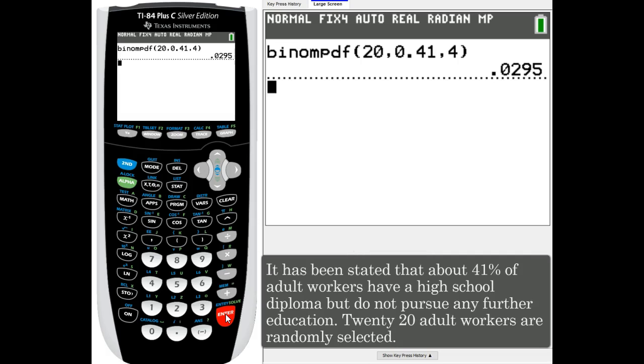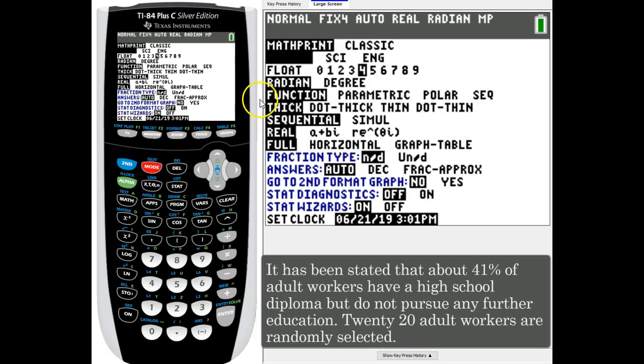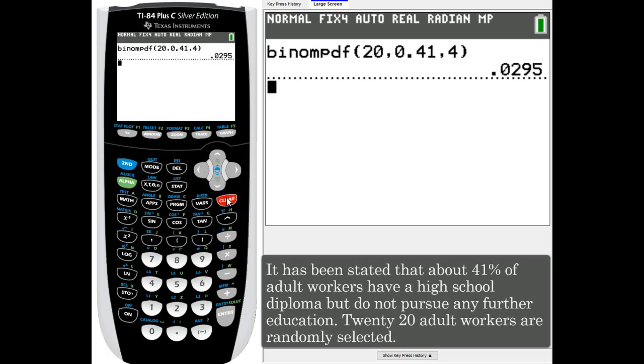Now you might be wondering, how is your decimal only showing up with 4 places? Well, that's because I actually put that setting on. If you go to mode and change your float value, the float tells you how many decimals you want. If you want your decimals rounded to the 4th place, just put it on 4. And that should do it for you. Okay, so let me get out of here. Let's go back to our problem set.